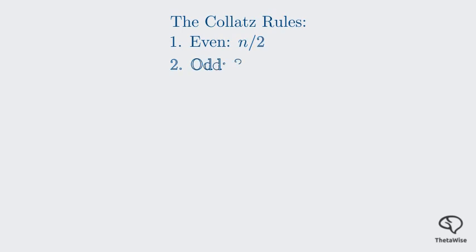Let's quickly recap what we've learned today. Our goal was to be able to explain the Collatz process, trace a sequence, and understand why it's so important. First, we learned the two simple Collatz rules. If a number is even, you divide it by 2. If it's odd, you multiply it by 3 and add 1.